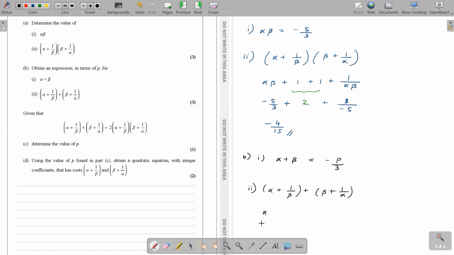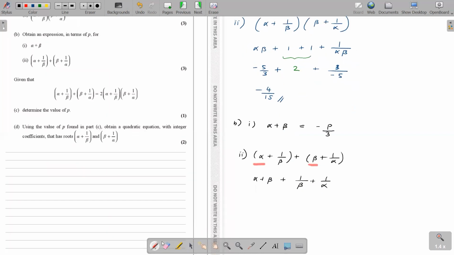Just rearrange. So alpha, I'll bring the beta near the alpha. Alpha plus beta. This guy becomes 1 over beta plus 1 over alpha. Are you with me? There's nothing outside the bracket, so there's nothing to expand. Okay, so just rearrange: alpha plus beta. I will keep it separate because we already have alpha plus beta and we know the answer for alpha plus beta. For this guy, I will take the common denominator with what?